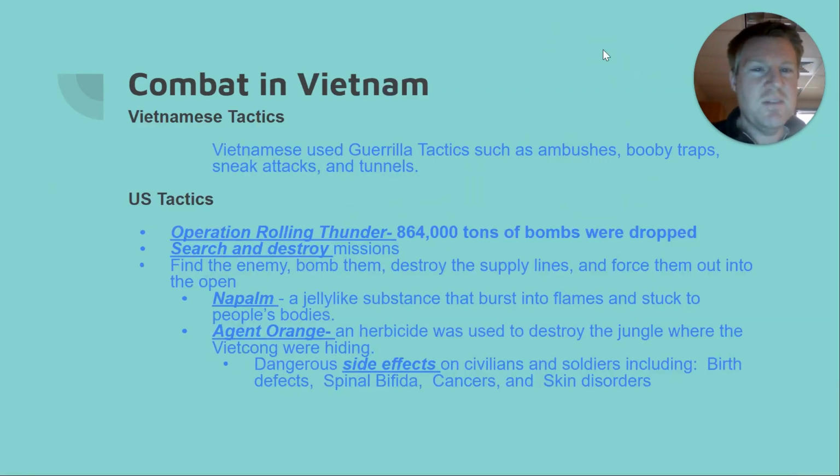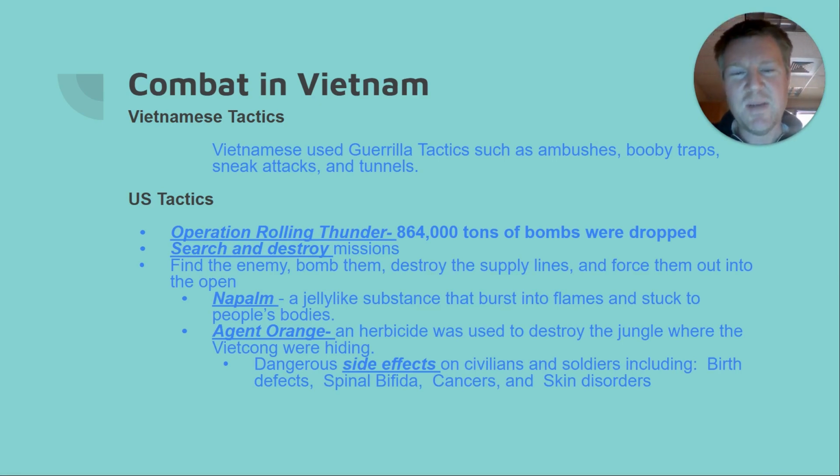So when the troops are in Vietnam in late 65, 66, the Vietnamese are using guerrilla tactics to fight, such as ambushes, booby traps, sneak attacks, tunnel systems where you can hide in the tunnel, jump out, attack, run back into the tunnels. There's a lot of interesting traps where they would have like a poisonous snake in a backpack. So if the soldiers were searching through the backpack, the snake would be really hungry and it would jump out and bite the soldiers.